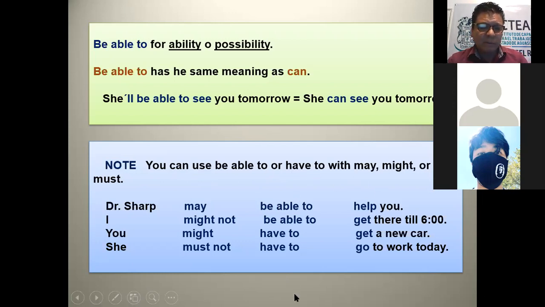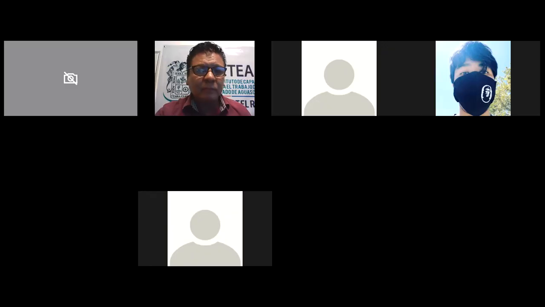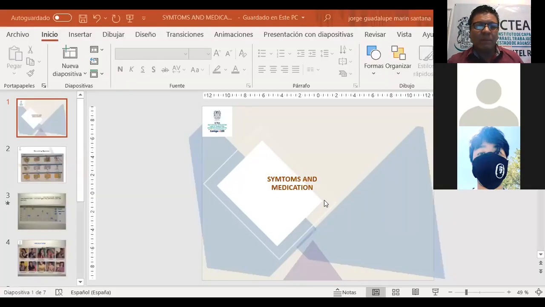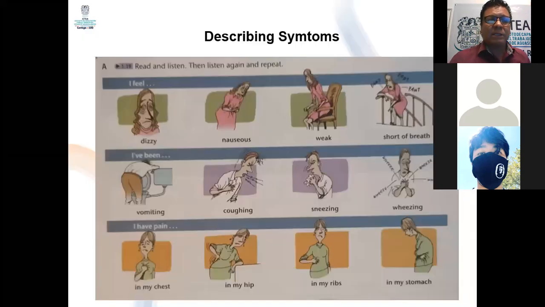We saw this topic yesterday, but today, oh, perdón, me salí, siempre me salgo. But today we have this topic, symptoms and medication. Yesterday we saw some symptoms when we have an illness, and we describe symptoms. We're going to listen to these symptoms.